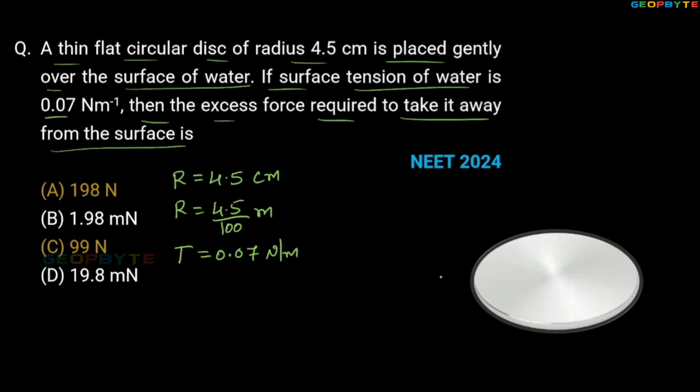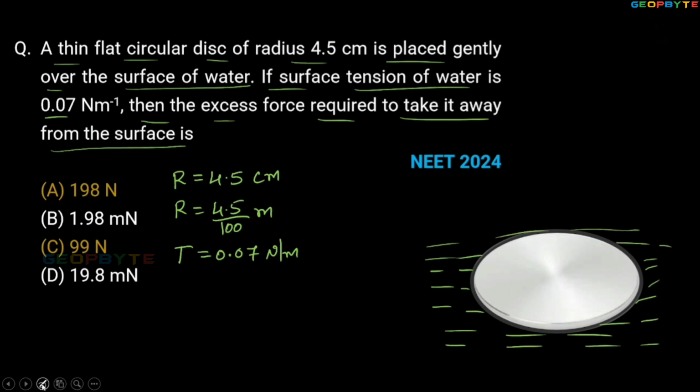Let us assume the disc is placed in a liquid, like water. This is the water, because the water's surface tension is given. Now the surface tension is acting like this. This is how the surface tension is developed. Okay, surface tension is developed. Then, as you know, surface tension.